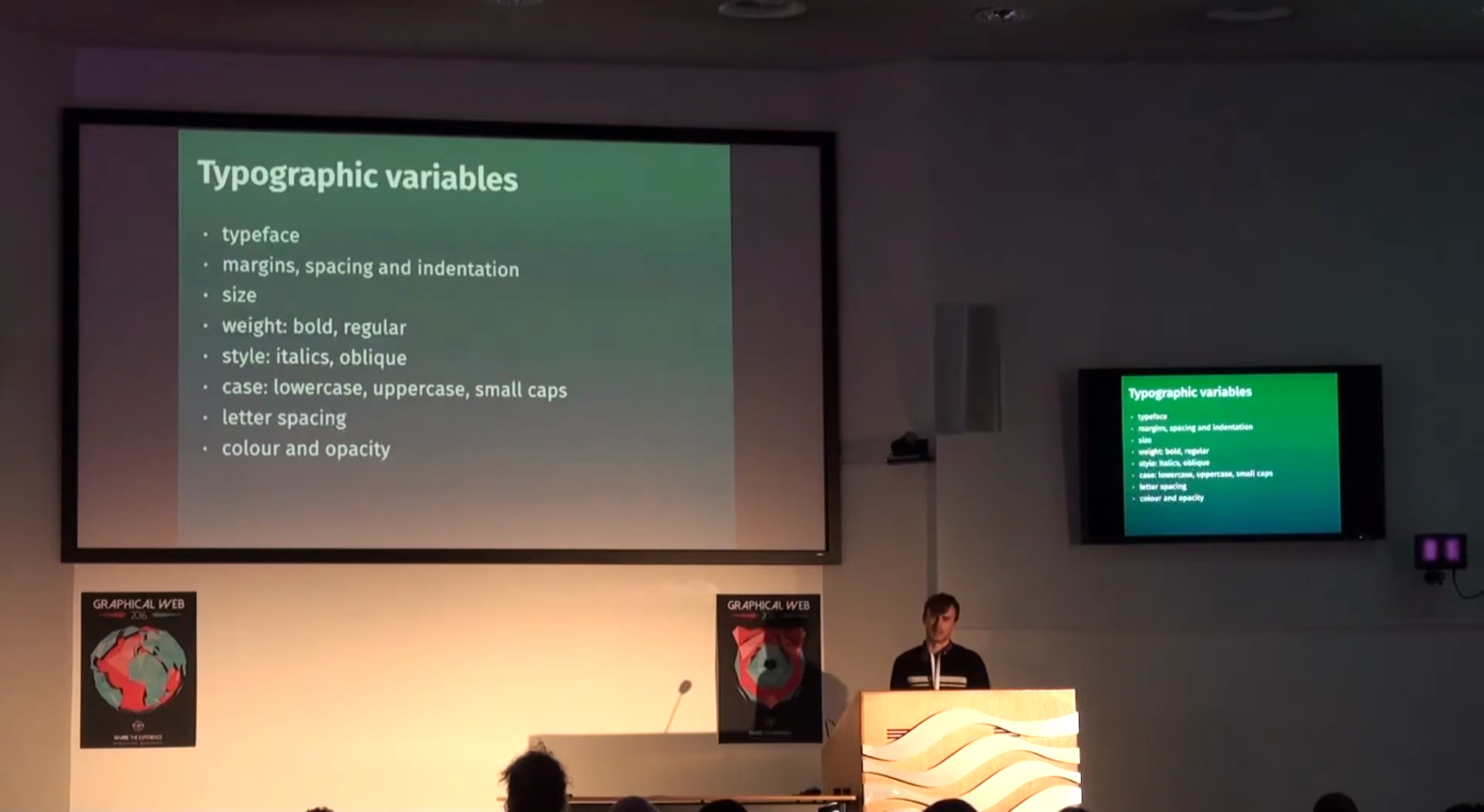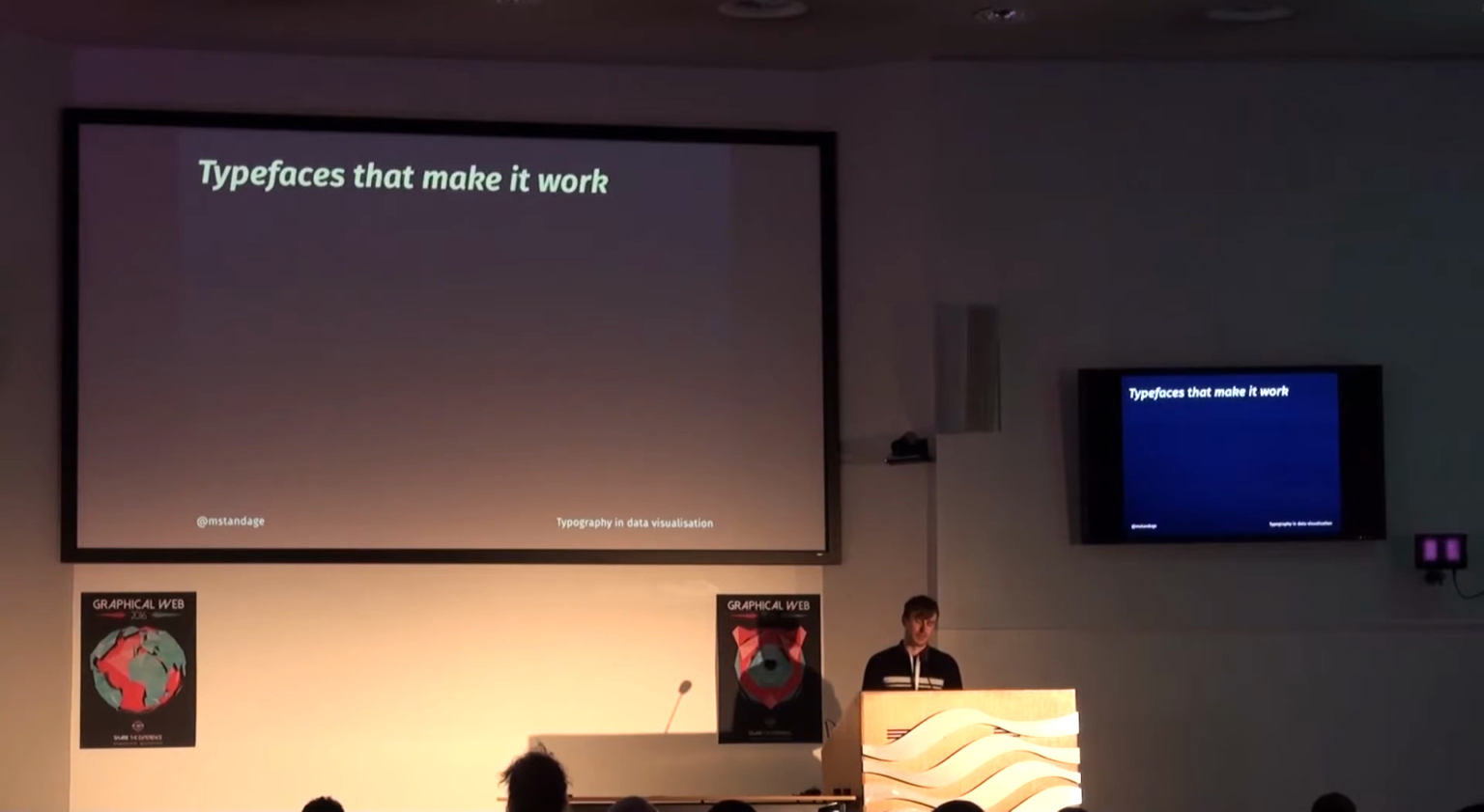And we can also use things like colour and opacity and other more conventional graphic techniques to adjust the importance of text on the page. Now, for all of these typographic variables to work, we need to choose a typeface that really makes it work. And I guess the basic thing is the typeface that's chosen should be legible and readable. That is, it should be able to be read without effort. But there's several other factors that we may want to consider when we're choosing a typeface for data visualization.